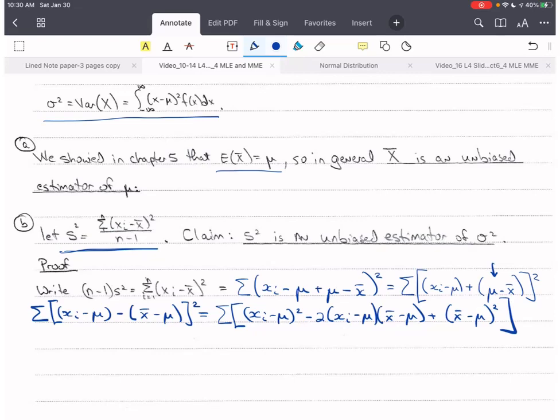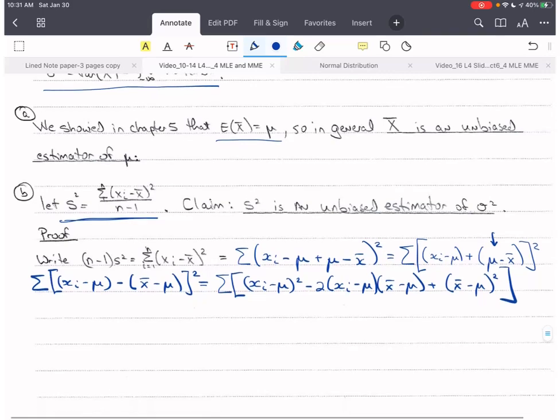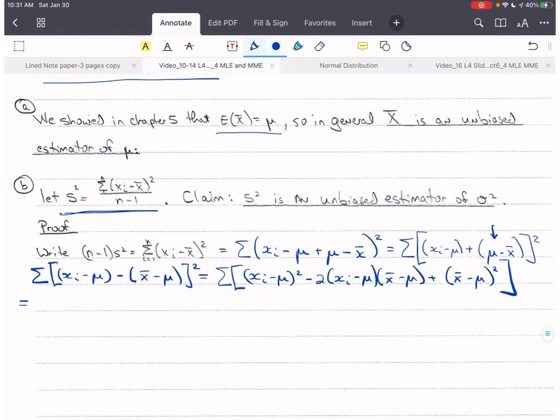Now we're going to distribute the summation. We don't have a square over the whole thing anymore. We can distribute the summation. It is a linear operator. So this is equal to the sum of xi minus mu quantity squared minus 2. Now x bar minus mu doesn't have any subscript i to it, so that can come to the front of the summation. So can the 2. So I'm going to have 2 times x bar minus mu times the summation of xi minus mu, plus the sum of x bar minus mu quantity squared. Okay.